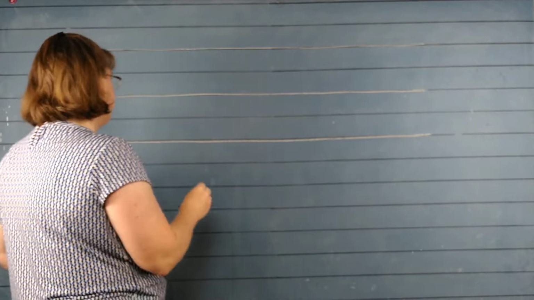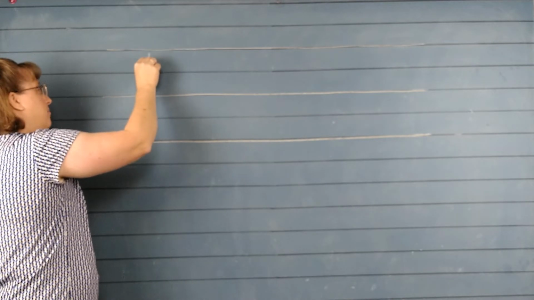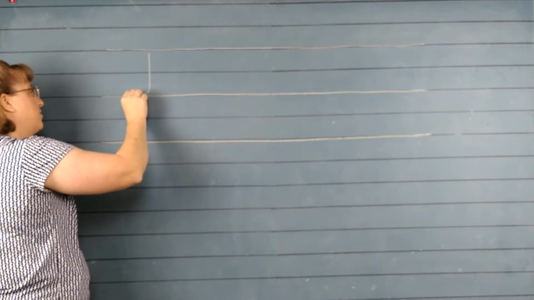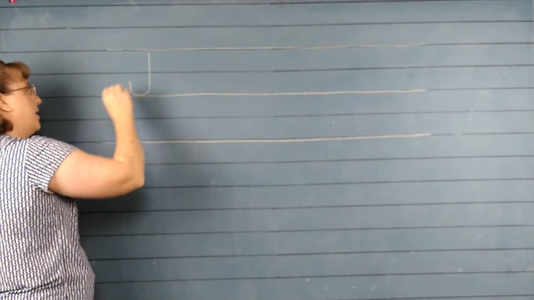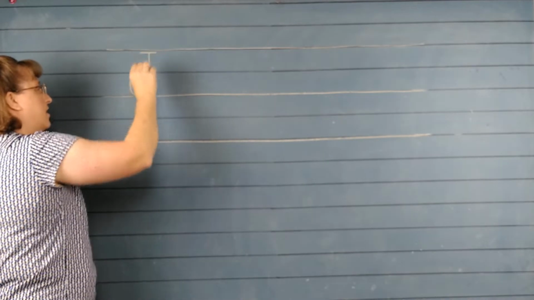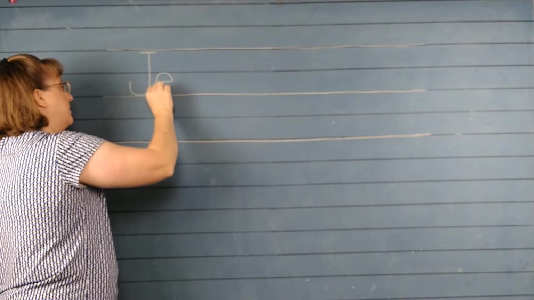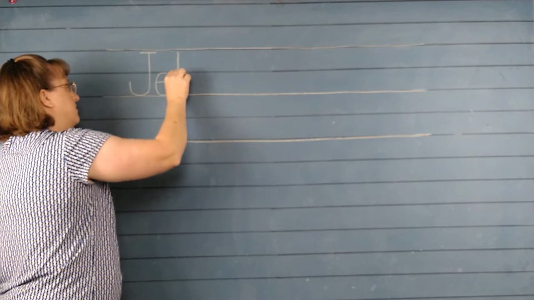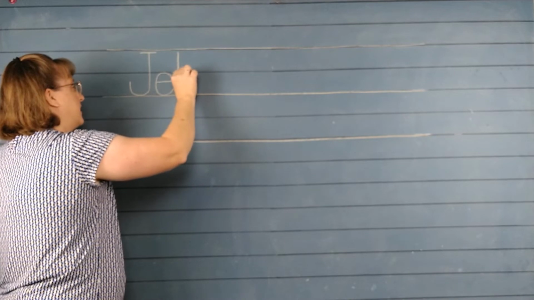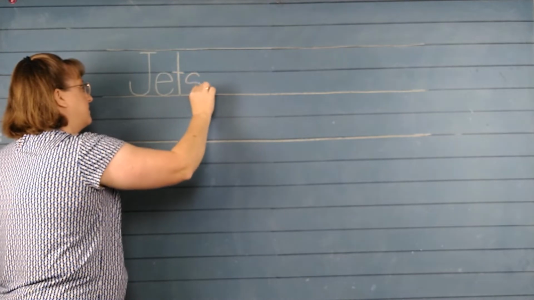So we have to make that capital J. So we start at the top, we come down, but curve before we hit the baseline, and then stop, and then a horizontal line. J, e, t, s.